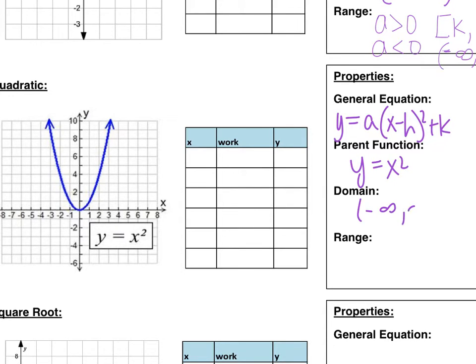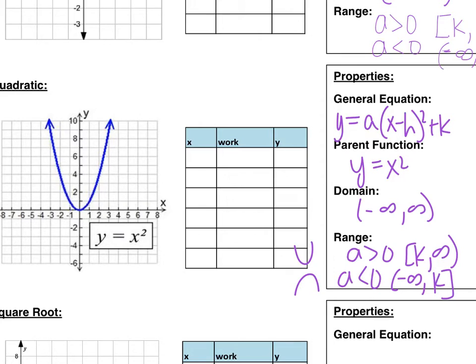And the domain, just like absolute value, is negative infinity to infinity. There's nothing we can't plug into a quadratic. And the range, if a is greater than 0, which means your graph is opening up, you start at k and go to positive infinity. And if a is less than 0, you come up from negative infinity and you stop at k. That means your graph is opening down. Okay, so this would be opening up, this would be opening down. So notice that a quadratic is very similar to an absolute value. It's just two different types of functions.